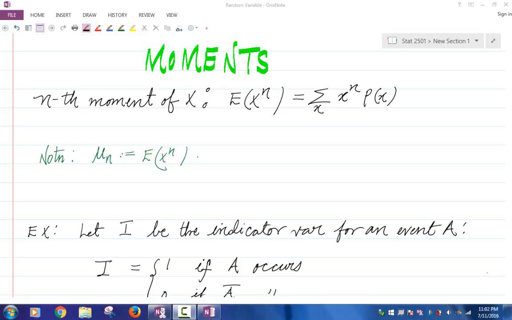And if x is a discrete random variable, then the expectation of x to the n is the summation of x to the n times p of x, where the sum goes over all values of x. There is another notation for the nth moment, which is mu subscript n. So mu subscript n also denotes the nth moment of x.